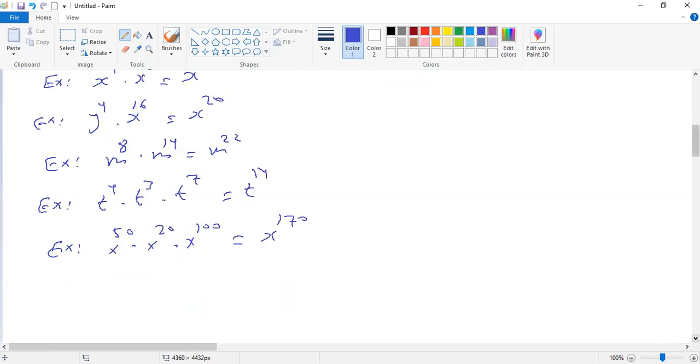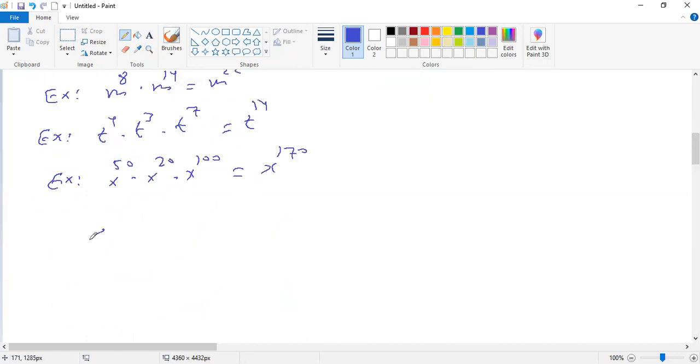But here we have to be careful, students. The rule is x to the power n times x to the power m. If we look here, the bases are the same, not different. What do I mean? If I say, for example, x to the power 3 times y squared, no, we can't add the powers because the bases are not the same. This one is x, but this is y. Different, not the same. If I say t to the power 5 multiplied by m to the power 7, no, we can't do anything. This t and this m are different.